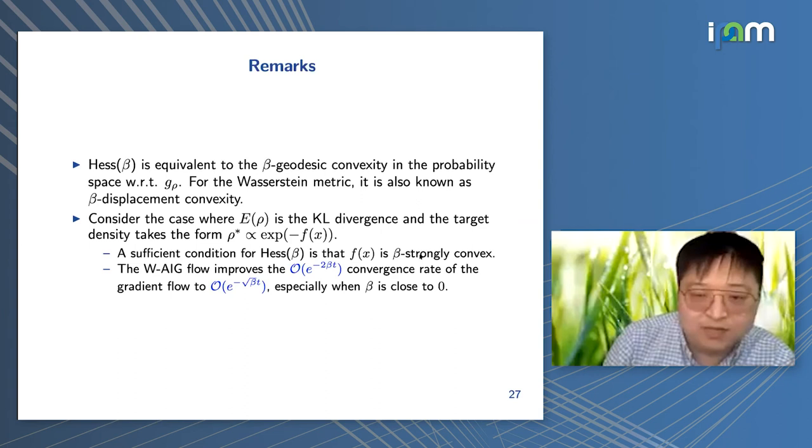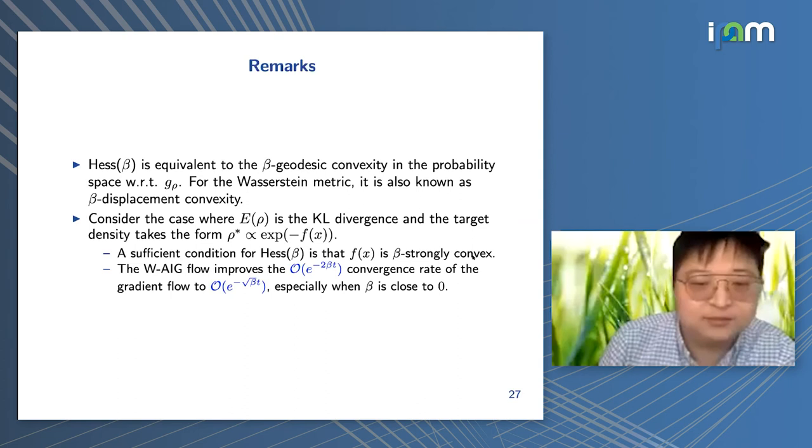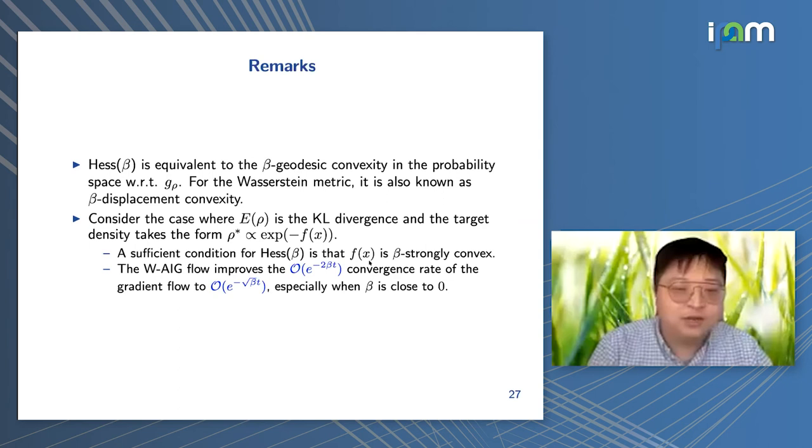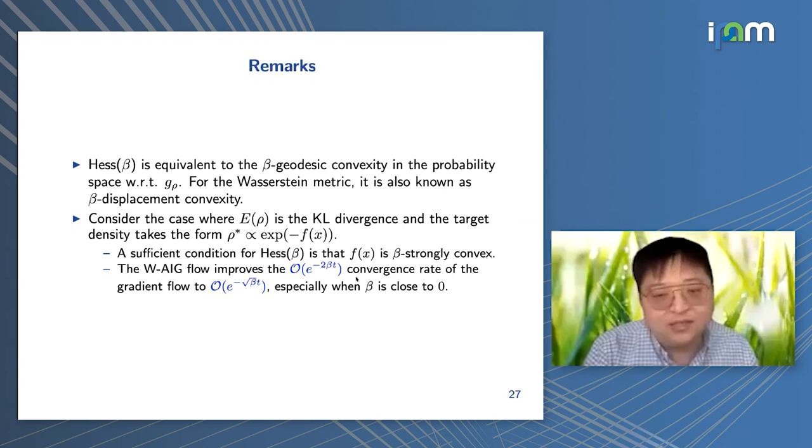if it is convex, the KL divergence is beta convex means the target measure, negative log rho star, and the f(x) is beta strictly convex in Euclidean space, or in the underlying sample space. So in our world, our flow improves O(e^{-2βt}) to O(e^{-√β t}). This is very good, especially when beta is close to zero.